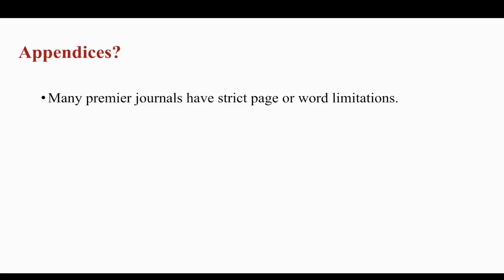Let's have a look at what exactly they are and what approach we can adopt. Many premier journals have strict page or word count limits. Especially, for example, Emerald journals strictly stick to word count limitations, plus or minus 8,000 words. Why? Because most of the Emerald journals publish in print form as well. In print form, if they started publishing the appendices, it would be a bit costly for them and not sustainable as well.